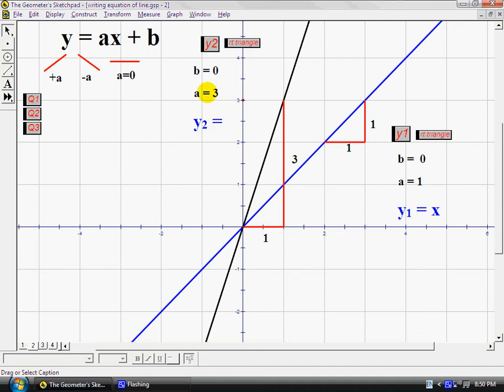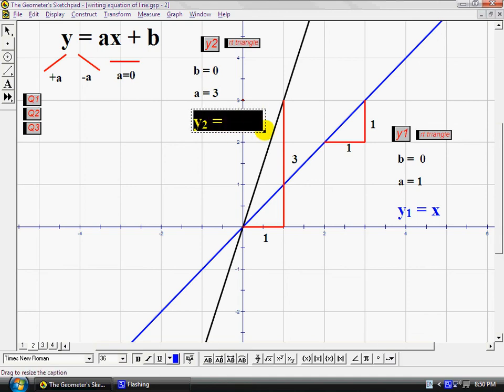Just substitute the values of a, which is 3, and b, which is 0. Thus we have the equation of y sub 2, which is 3 times x plus 0, or simply 3x.